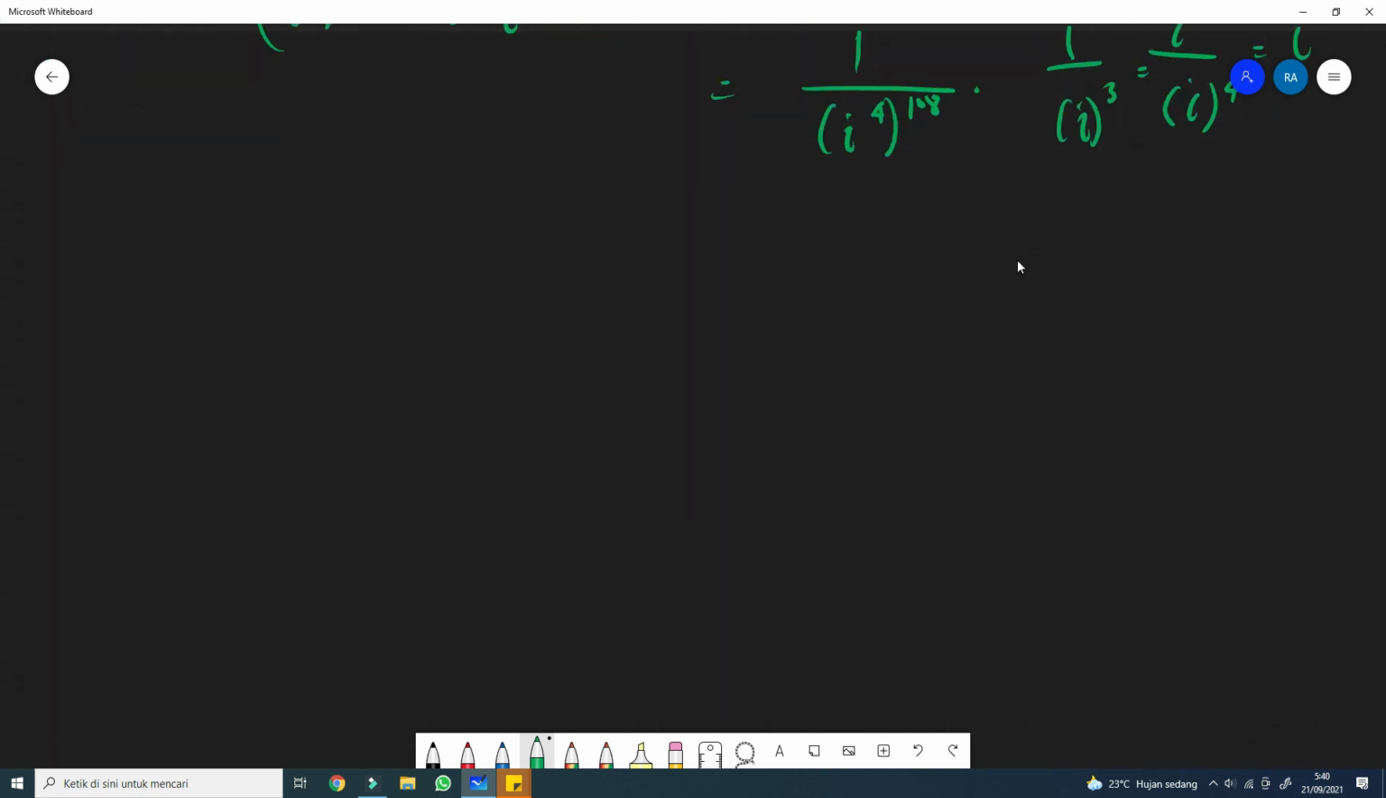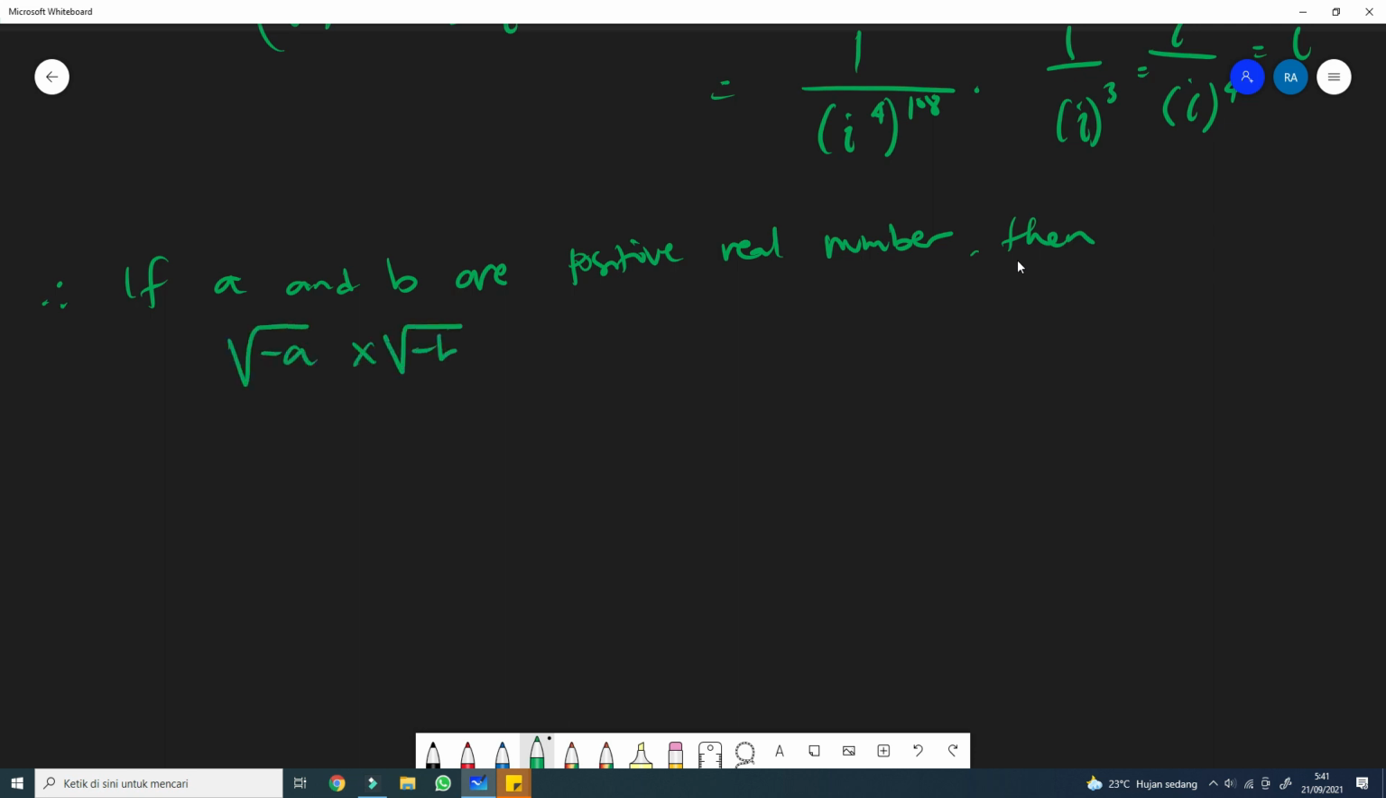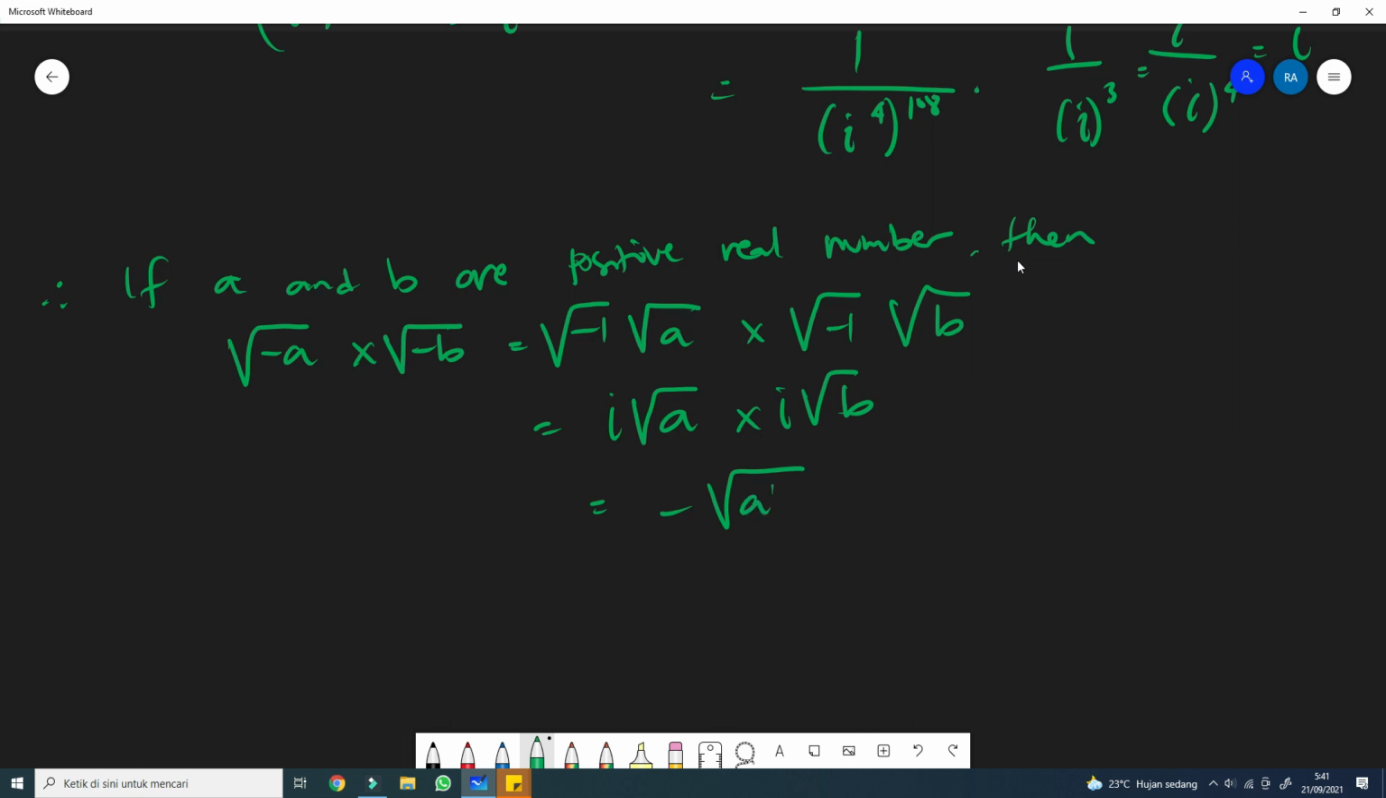We must remember, if a and b are positive real numbers, then root of minus a times root of minus b equals root of minus 1 times root of a multiplied by root of minus 1 times root of b. This will equal i root of a times i root of b, and will equal minus root of a times b.